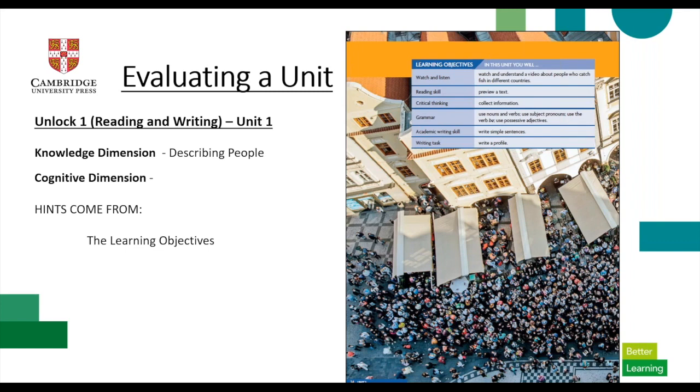Once we start looking at the unit, we start at the first page, the learning objectives. So we have, I hope you can see this on your screen, watch and listen, watch and understand a video about people who catch fish in different countries. All right, so we have people. Reading skill, preview a text. Okay, doesn't really help me. Collecting information. All right, could be categorizing, could be all sorts of things we don't really know yet. Grammar, use of verb be, possessive adjectives, write simple sentences, and write a profile. Oh, okay, so now we're writing a profile about a person. So I think maybe describing a person, but I keep going.